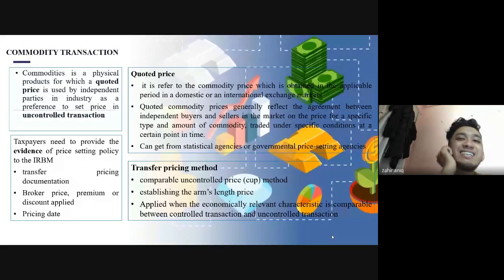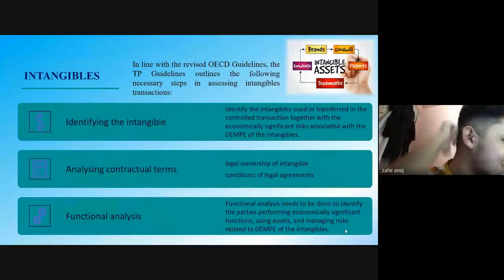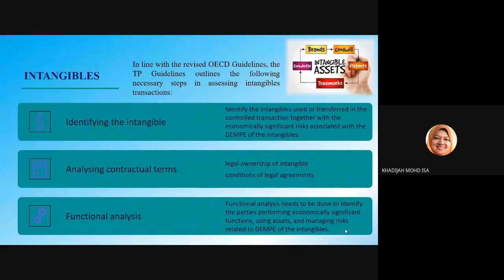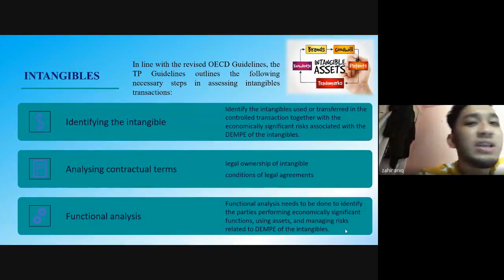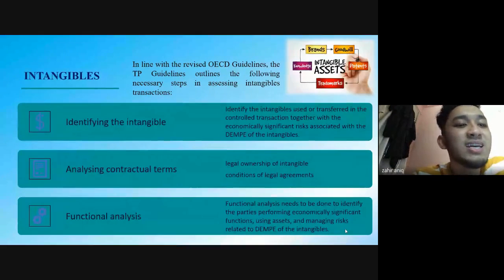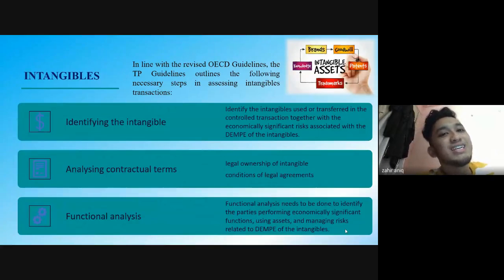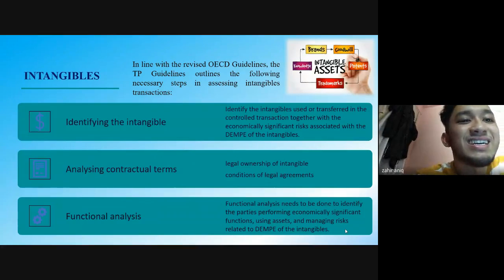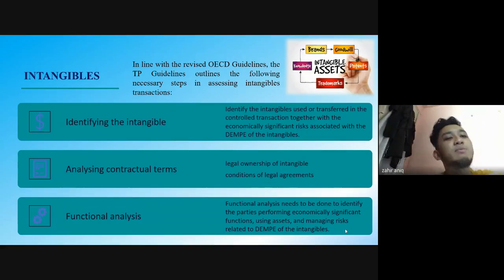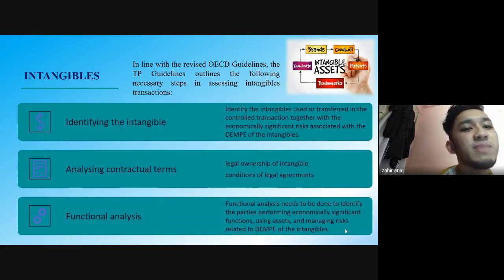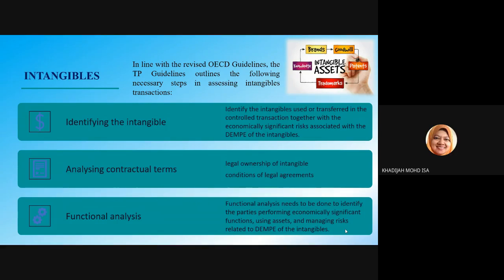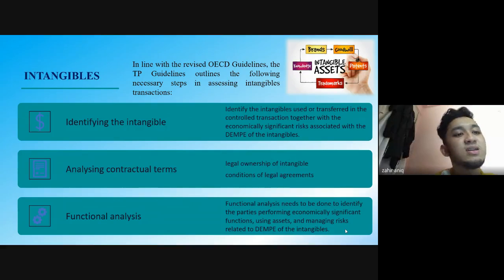Okay, next is intangible. For the public ruling, for intangibles, there is too much, so I'm trying to take the simple part to explain the intangible process. In line with the revised OECD transfer pricing guidelines, the public ruling outlines the following necessary steps in assessing intangible transactions. The first one is identifying the intangible.